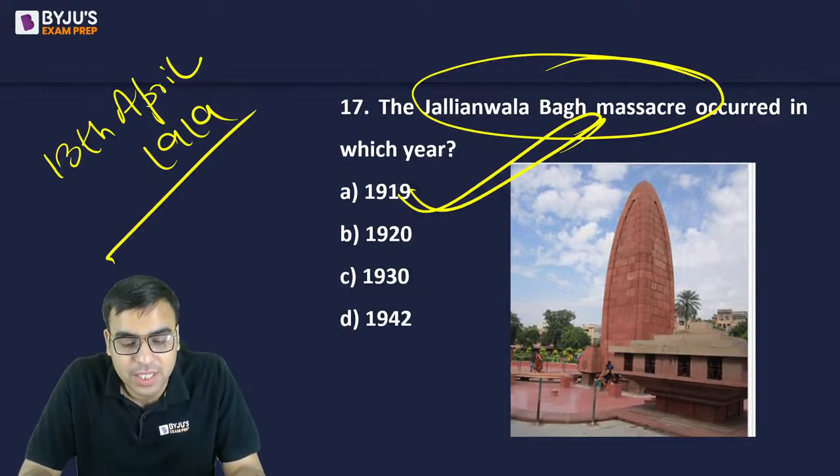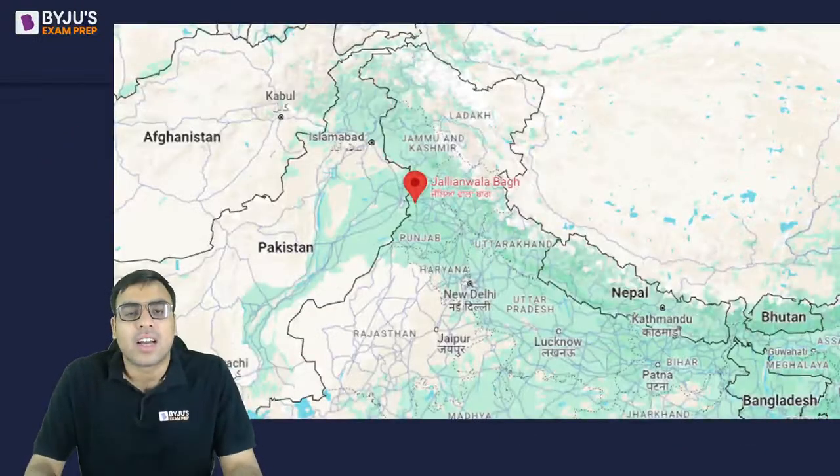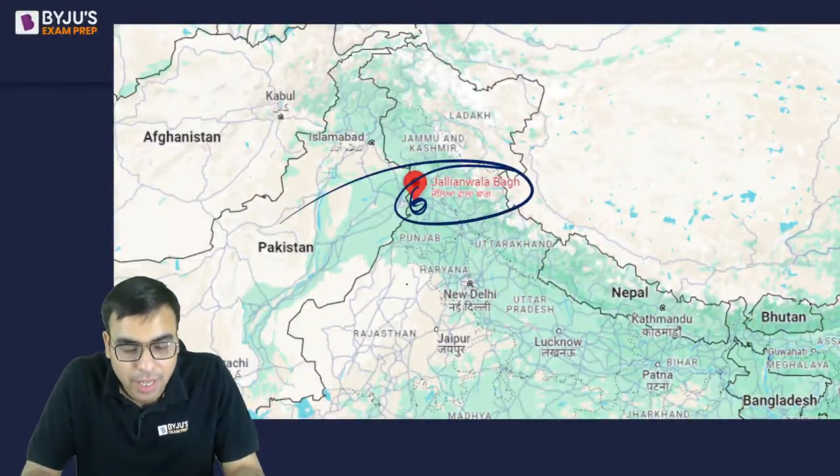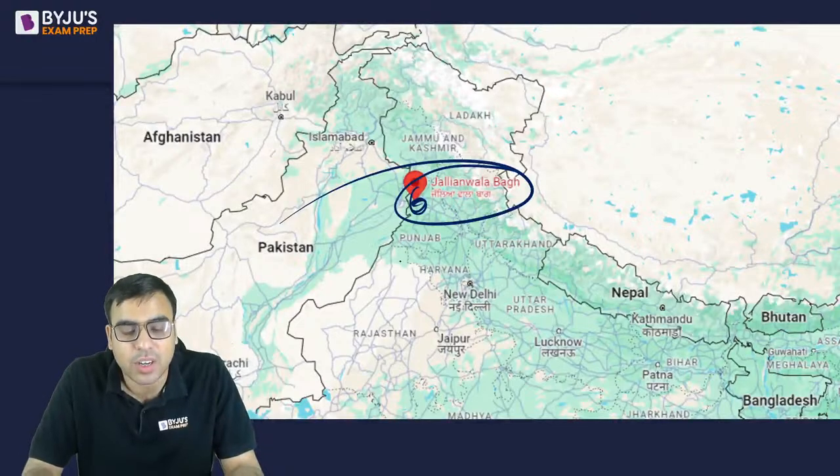Yes, Shivani Mishra, Yashvi Thakkar, you all are right. And so here you will find it, in Amritsar, Jallianwala Bagh. Yes, Anandi, you all are right.